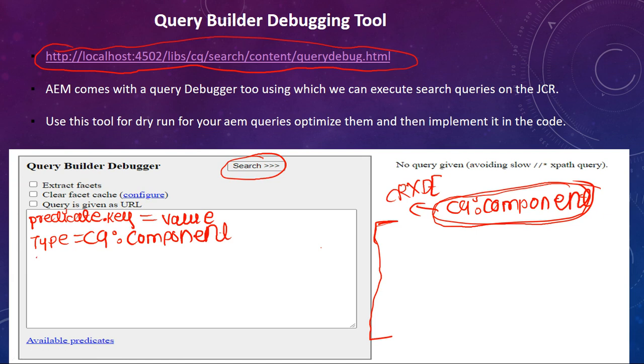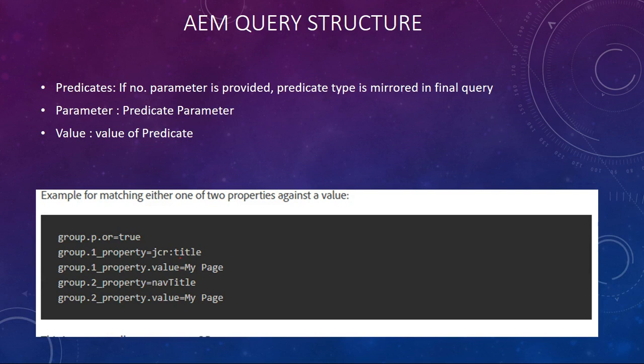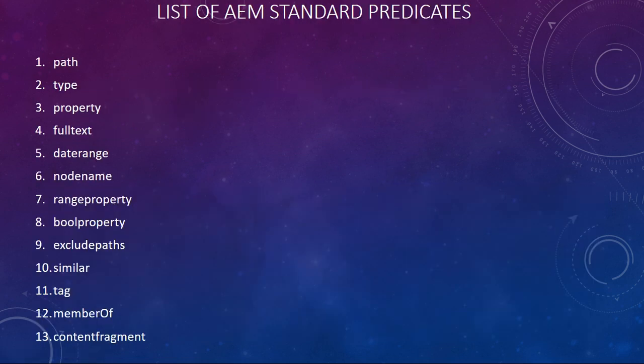Here, this is nothing but your predicate. Sometimes this predicate works as a key as well. So this is your predicate key, and this one is your value. When you run it, it will return all the results. This group is nothing but your predicate, after that we have a key, and this one is our value. The same thing: predicate, key, and value. Okay, so here we have a list of predicates. We'll see them one by one.